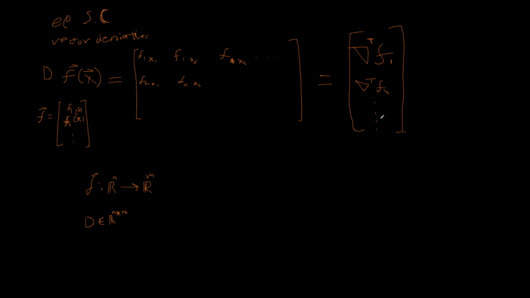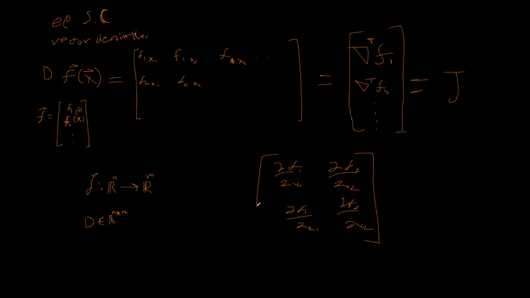And this also has another special name. It's called the Jacobian. It is simply a matrix of all the partial derivatives. For example, this is an example in 2 dimensions, right?